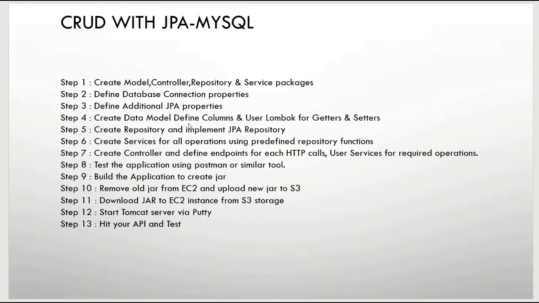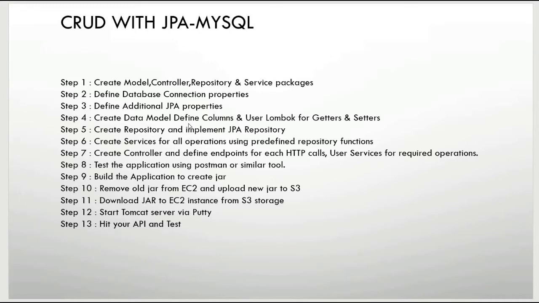So today we'll see the CRUD operation using JPA and MySQL. If you've seen my last video, you will have seen how we deployed a simple GET API, which I had written above my main method in the main class, to an AWS EC2 instance with S3 storage. So now it was working fine.